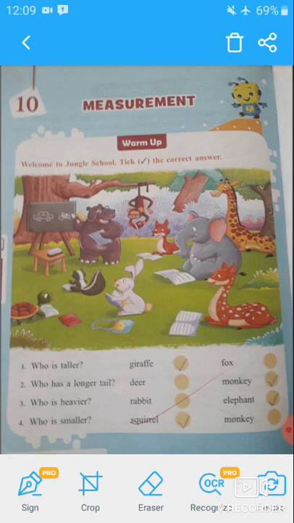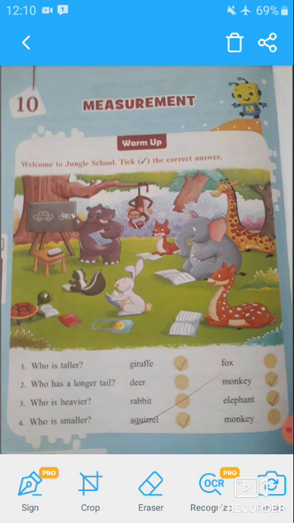So now in this unit we are going to discuss the unit of length and the unit of capacity. In today's video we are going to discuss the unit of length. So let's come to the chapter. Welcome to the jungle school.